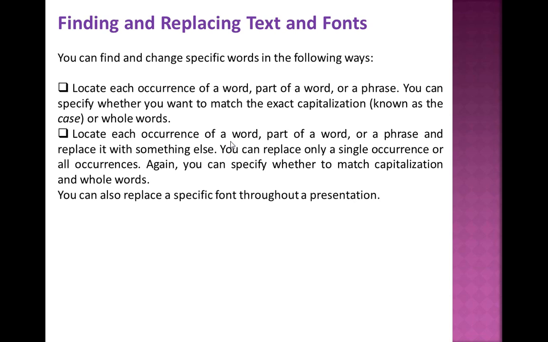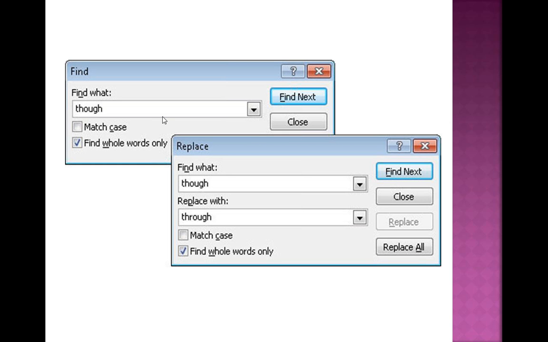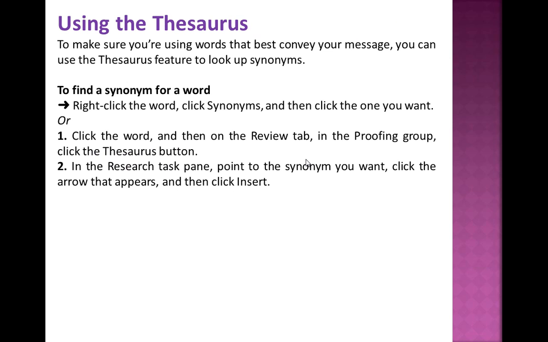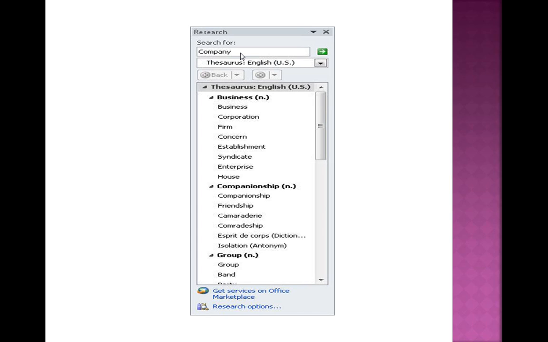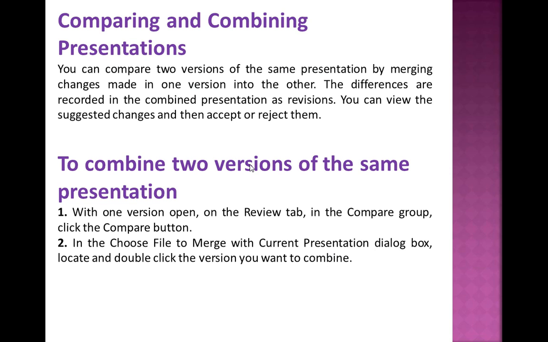The shortcut key for find and replace is Ctrl plus F. This is the find and replace box. Next, we have also studied how to use the thesaurus. Thesaurus means the synonyms. Synonyms mean the similar words. Simply search for a word and click on go. This will show different options that will give the different synonyms.